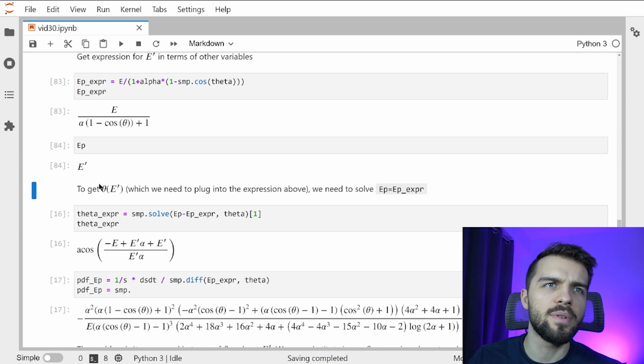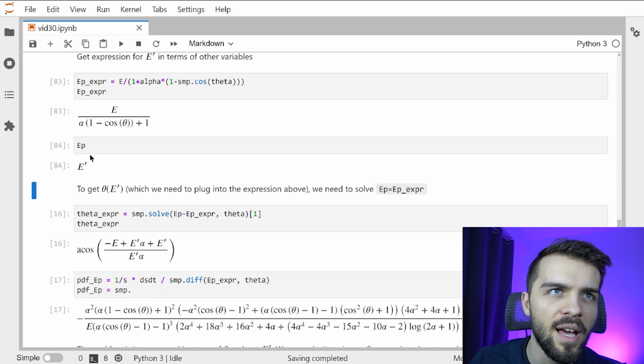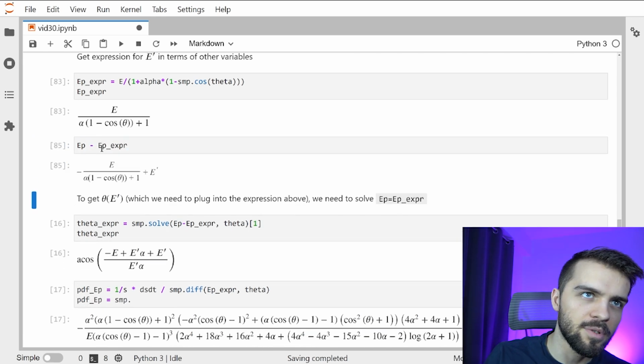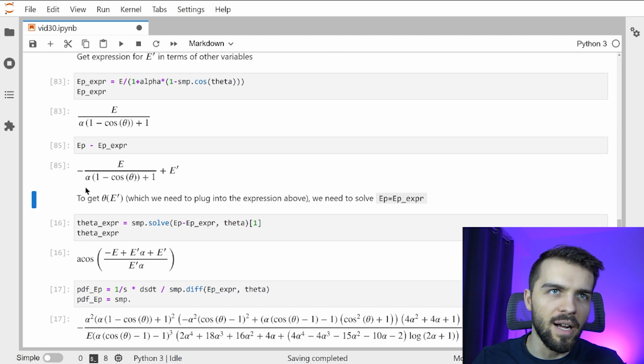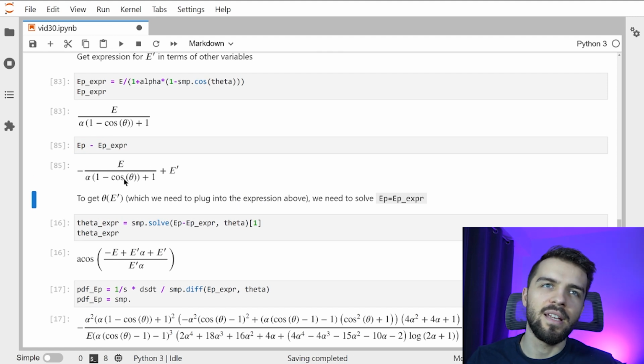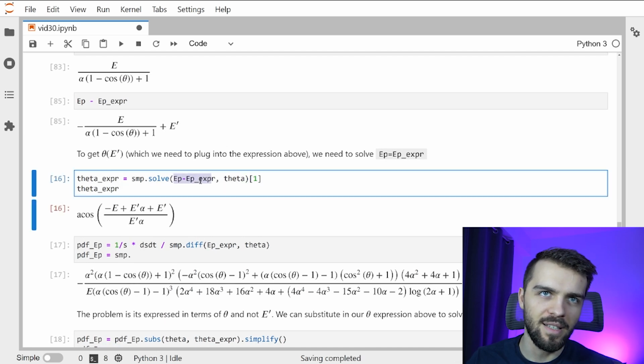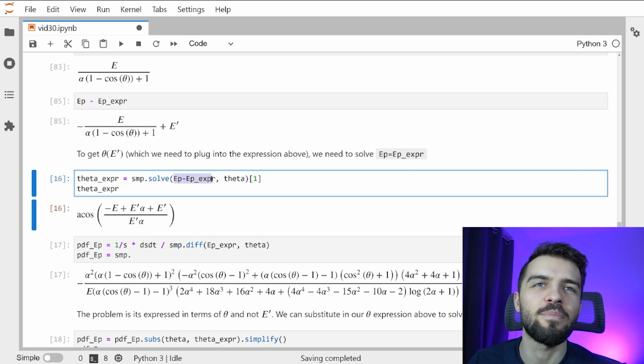But basically, to get theta as a function of E prime, I set E prime minus the E prime expression, which is essentially E prime minus the thing that E prime is equal to, equal to 0. And then it'll solve for theta in terms of all these variables. If I want to solve for theta in terms of E prime, it's the same thing as setting this whole thing equal to 0 and solving for theta. So that's what I do. I set E prime minus the expression of E prime.